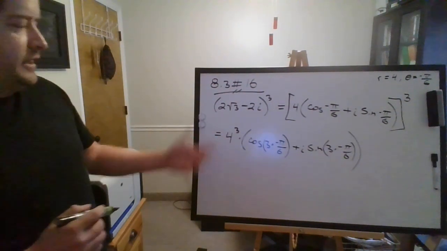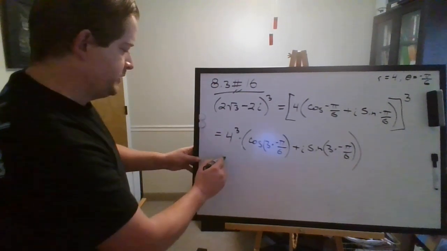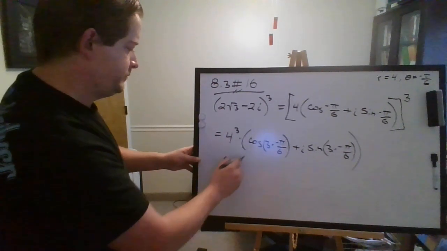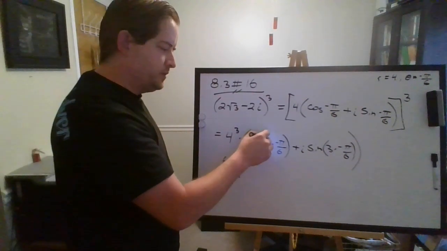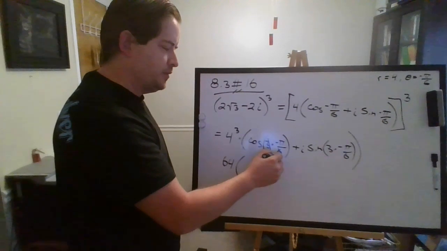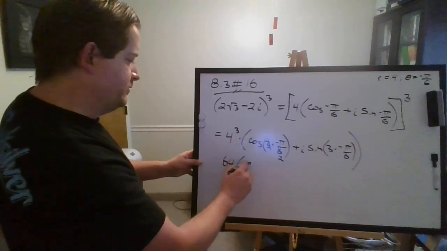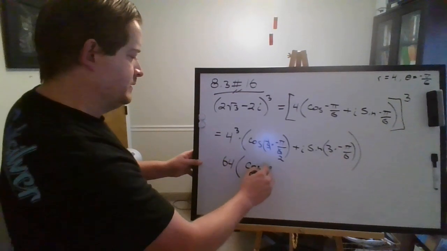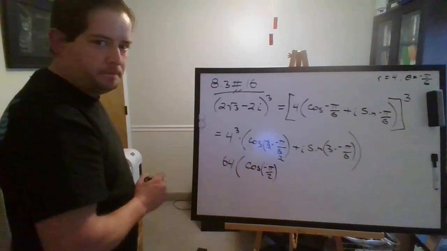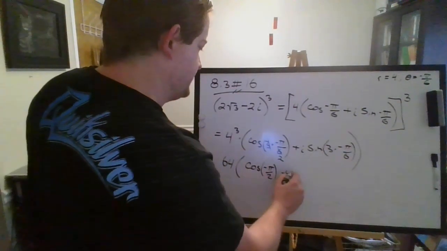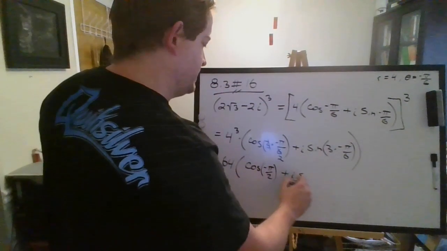4 to the third is, well, 4 times 4 is 16, times that last 4 gives me 64. If I simplify inside the angle here, 3 simplifies with 6, leaving me with a 2 in the denominator. So I have cosine of negative pi over 2, plus i times the same, it'll end up being the same because it's 3 times negative pi over 6 as well.